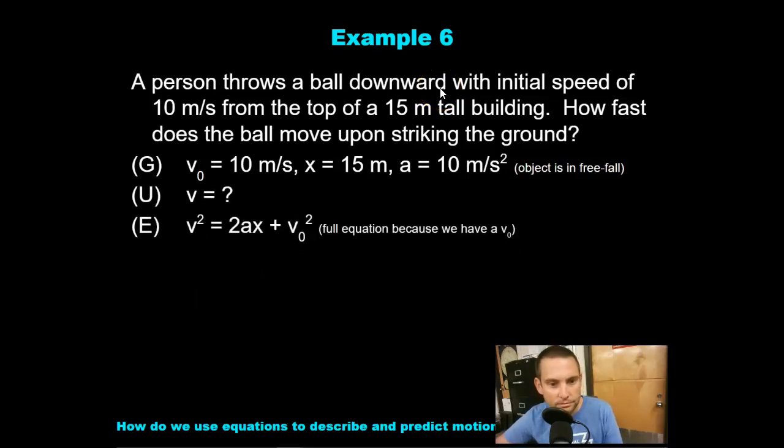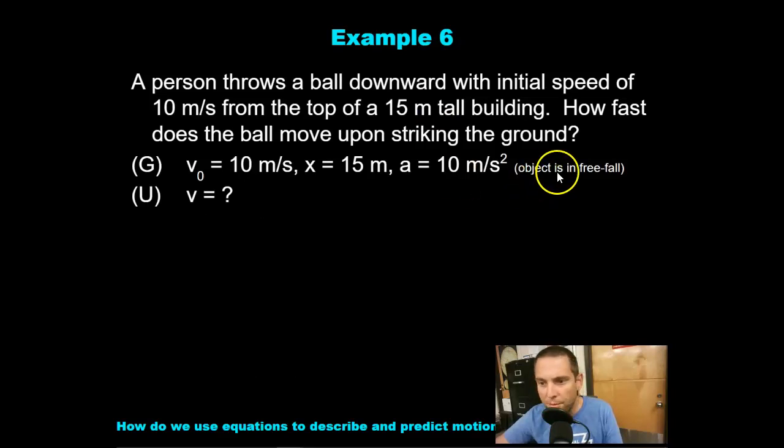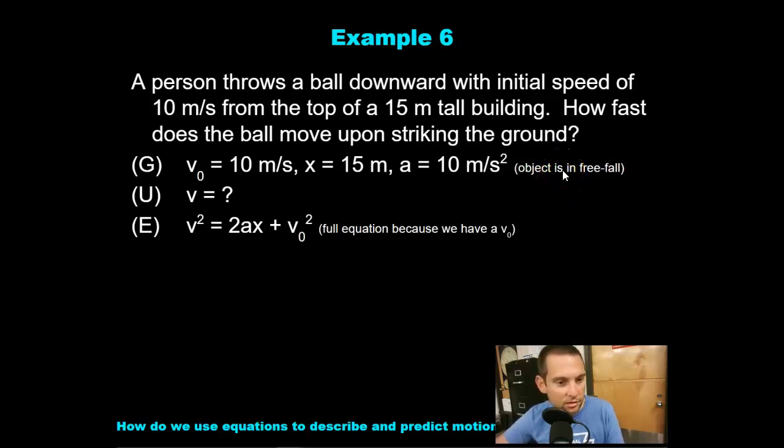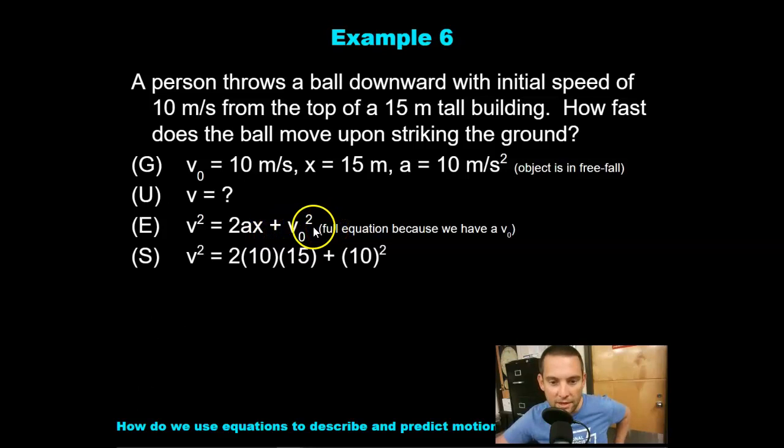V. Remember, the object is in free fall. Remember, the definition of free fall is when only the force of gravity is acting on it. By it, I mean any object. We're looking for the final velocity, so we're going to use final velocity squared equals 2a delta x plus initial velocity squared. We have an initial velocity that we need to account for, so we're going to include that.